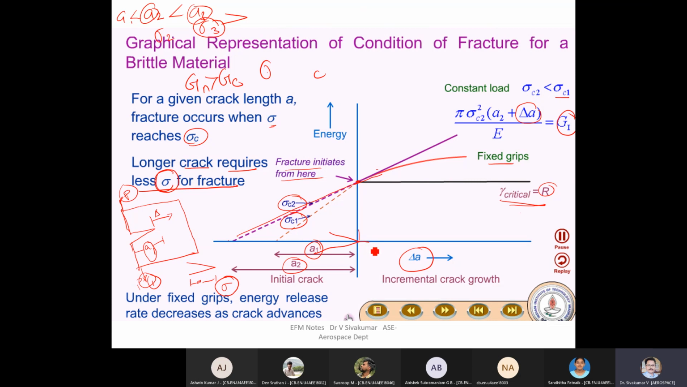After that, delta A1, delta A2, it keeps on going. So your G will vary depending upon your delta A's. This is 1 delta A, 2 delta A, because it is jumping and going. For that particular load, it will cause that particular sigma.